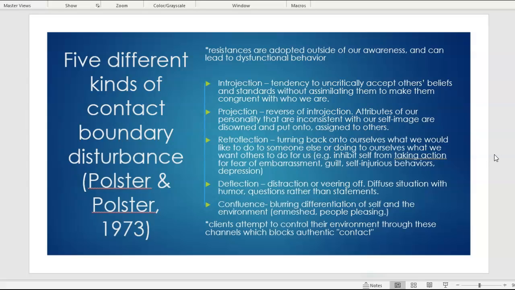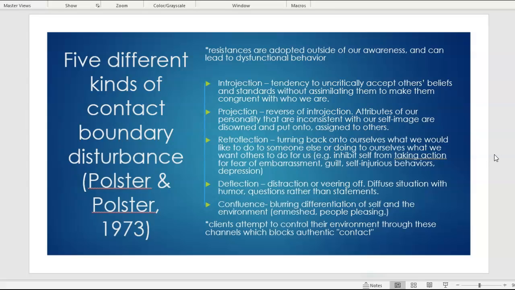Deflection, right? We diffuse with humor. You guys do this in class. Well, I don't know if you guys have done it yet, but it's really funny to watch, especially in group. If we get a little too serious, someone will say something funny, and even I will, because maybe we got too serious, and I don't want us to get that serious right then. So it can be a good thing when we need it to be, but it can be bad if we're never going deep and we're overusing humor.